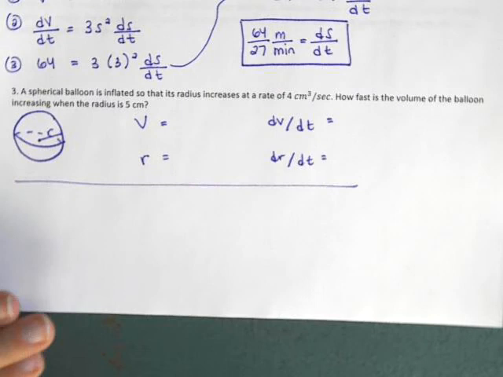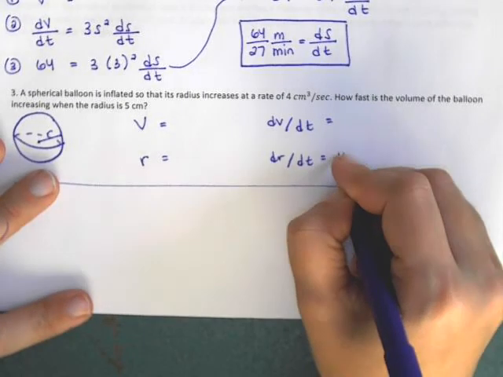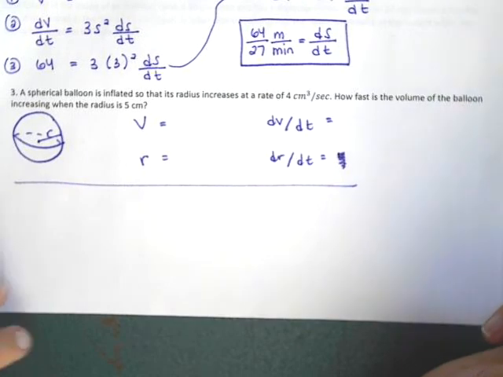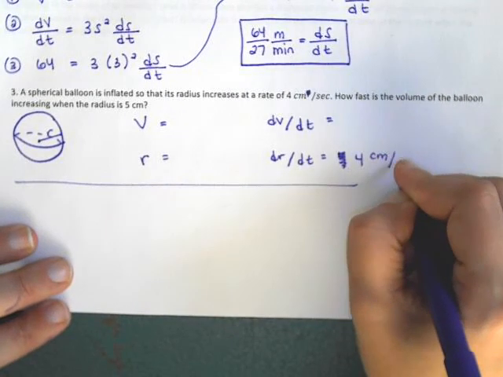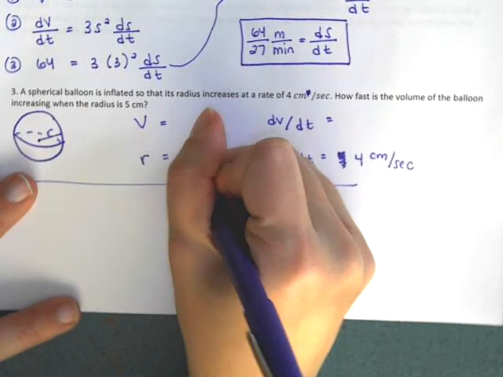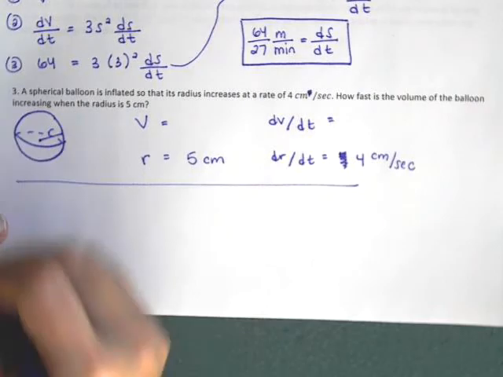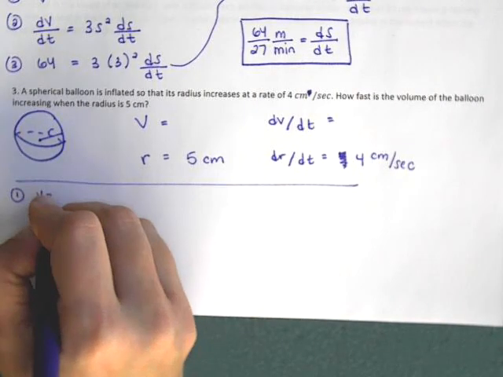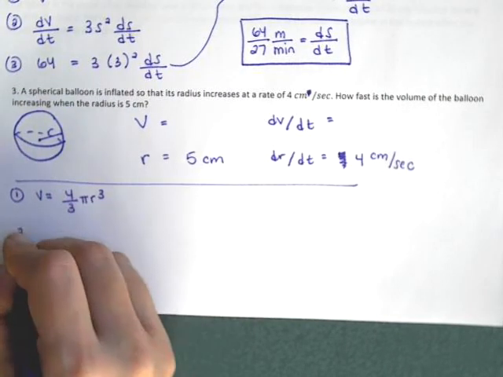So, what do I know? I know that the radius is increasing at a rate of 4 centimeters per second. Sorry about that, that was a typo, this shouldn't be cubed because this is supposed to be radius. I know that right now the radius is 5 centimeters, and I want to know how fast the volume is increasing. So first, my volume formula would be 4/3 pi r cubed.